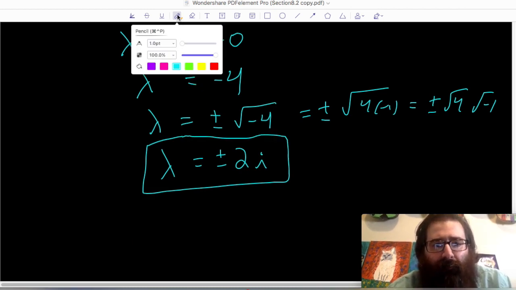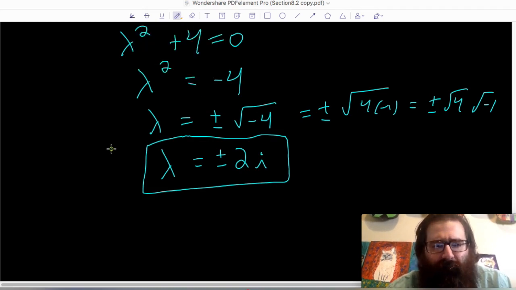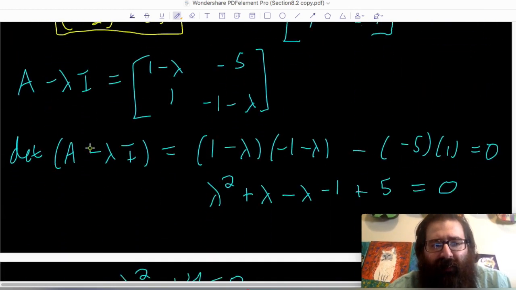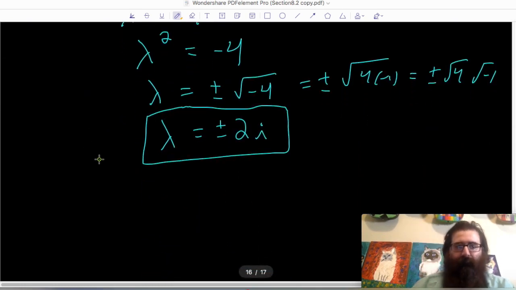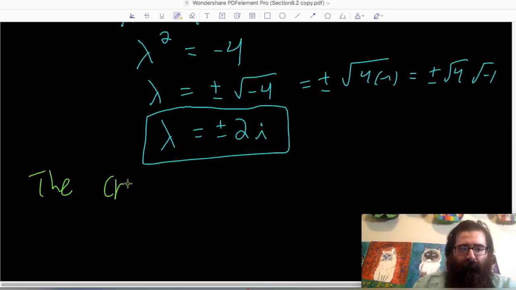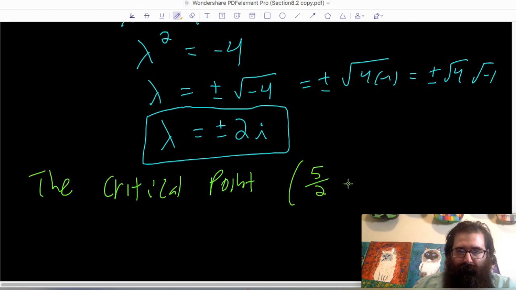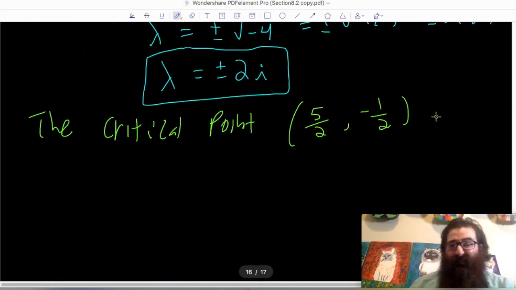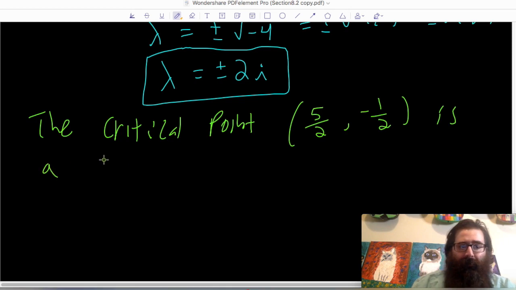So we got our eigenvalues, but what are we thinking about for classifying this? So what did you get for the classification of this critical point? And here, as a reminder, critical point was 5/2, negative 1/2. So what do we get for the behavior is a stable center. And how can we tell?